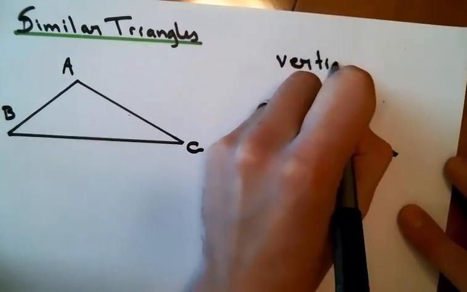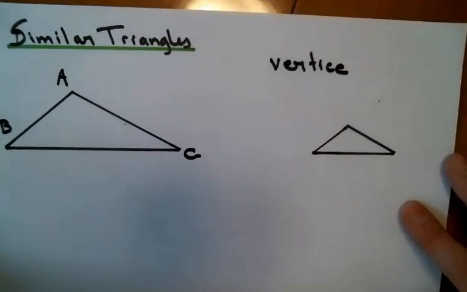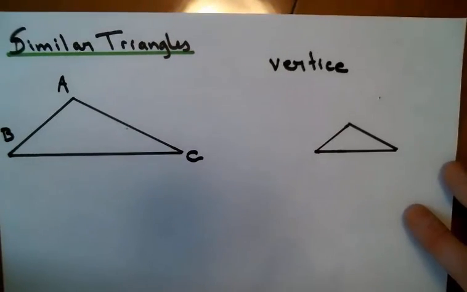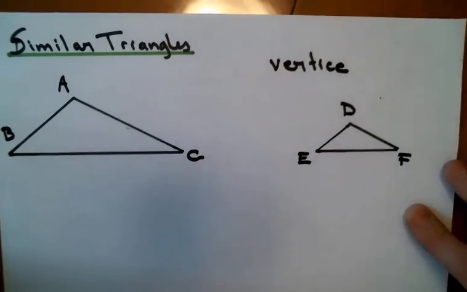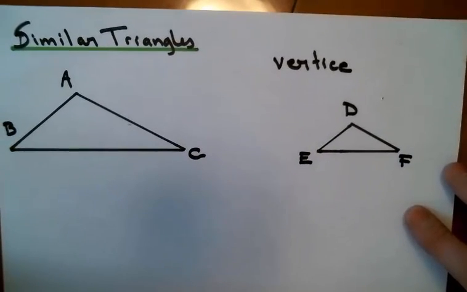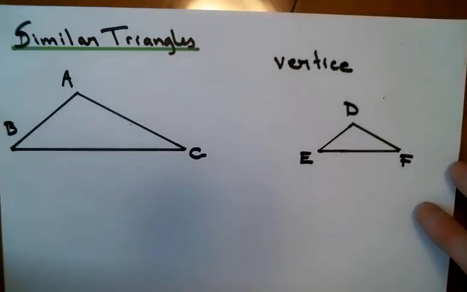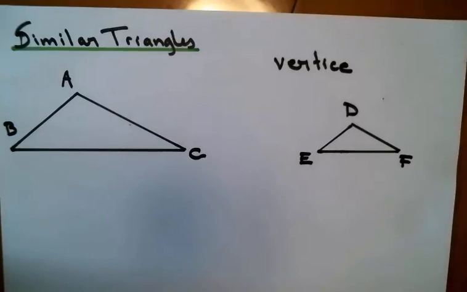So triangles have what's called a vertice, they're endpoints. And the other triangle is going to be D, E, F. Okay, if you have similar triangles, they're like scale models of each other. They are not identical. They are essentially some scale of each other. That would be no different than the following.